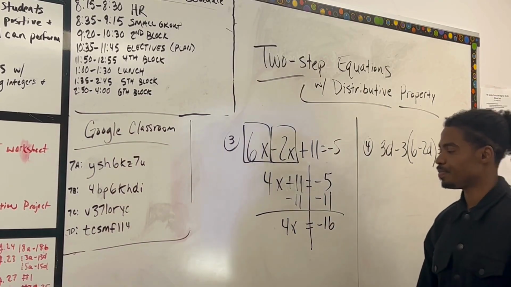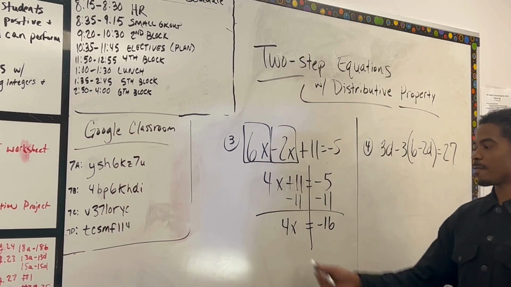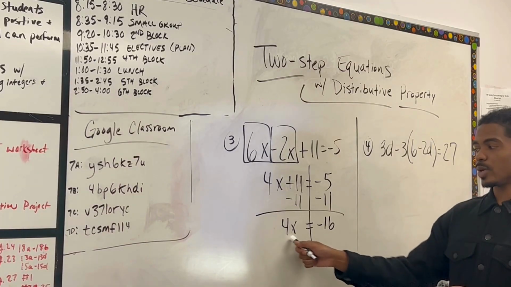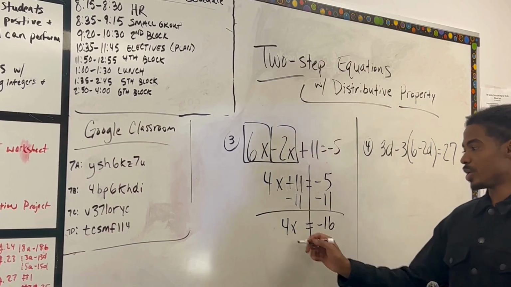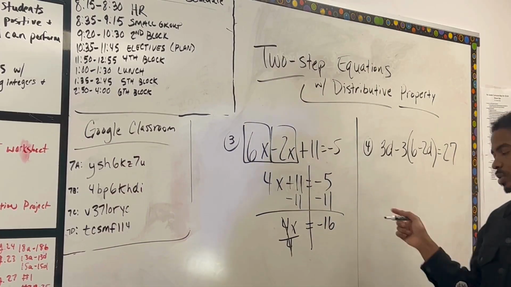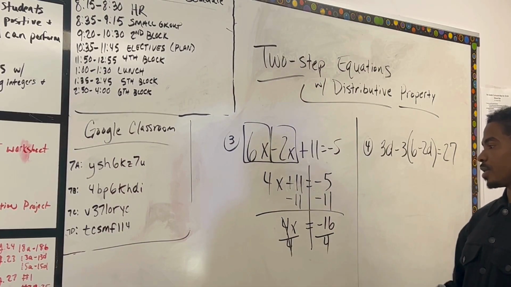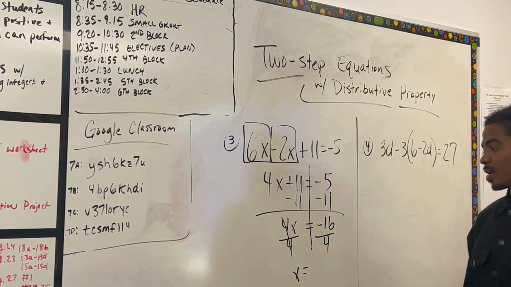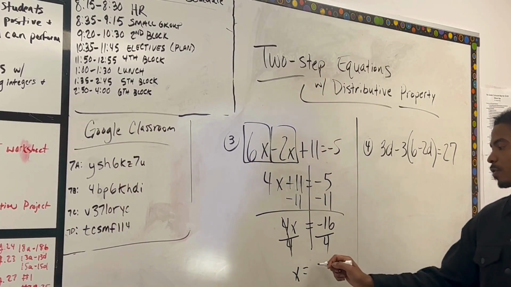Last step. Good. 4x, that's multiplication. That's the only way you can put those two together. To undo it, we want to divide by 4. What I do to one side of the equals, gotta do it to the other one. Divide by 4. What's negative 16 divided by 4? Negative 4. That's pretty good.